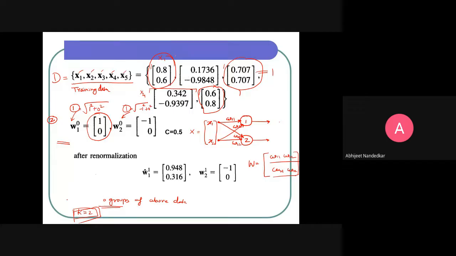Okay, so they are looking similar. It is 0.8, 0.6, 0.6, 0.8, and this is 0.7, 0.7. Now when you check with the second group, so this is x2 and this is x4, you can see that they are close to each other. So it is 0.17 and this is 0.34. The second position is minus 0.98, here it is minus 0.93. So they are similar patterns.